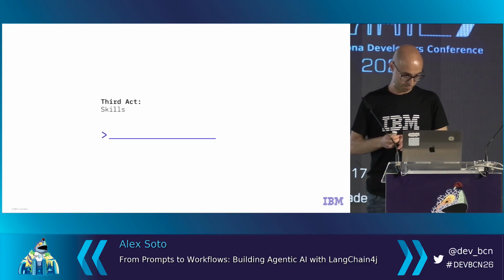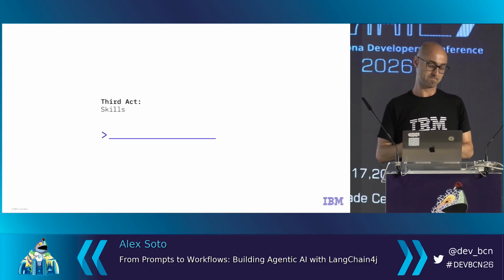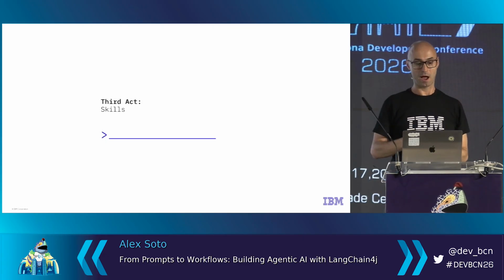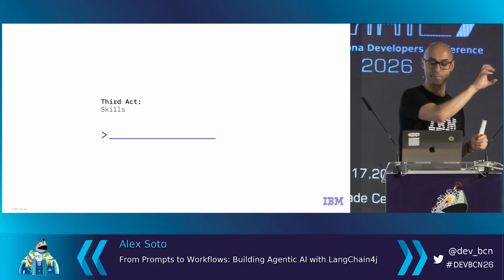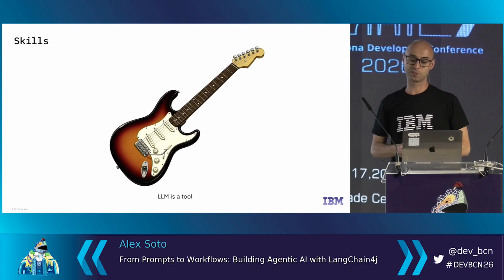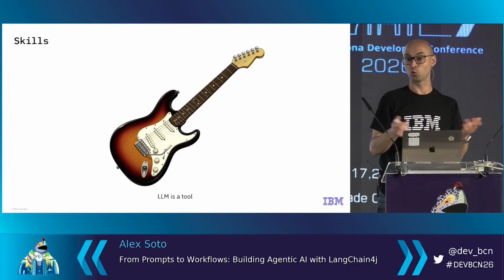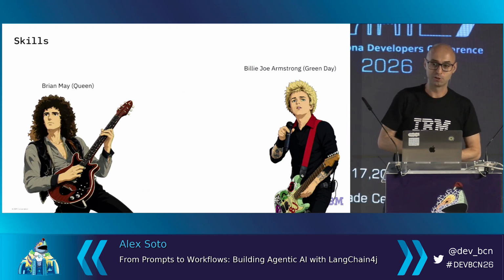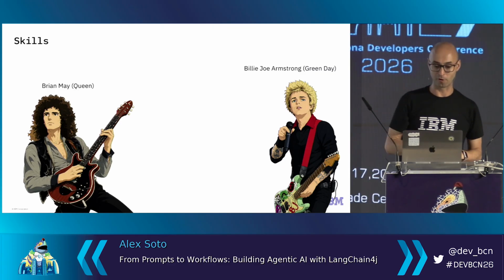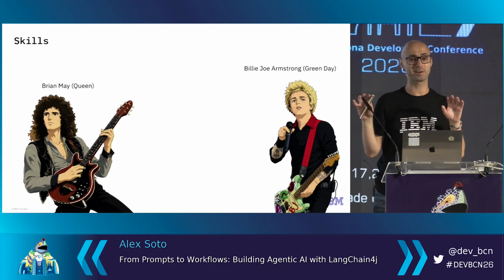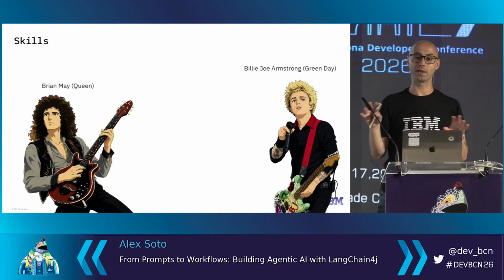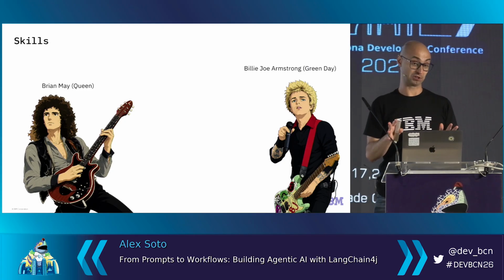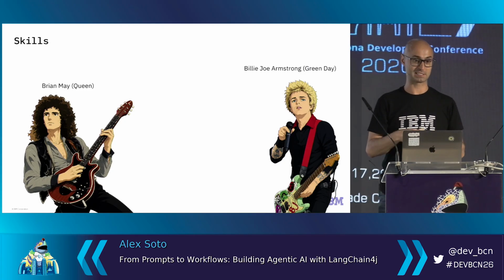Third act is about skills, because, okay, now I've got my prompts. I know how to make my model invoke my methods, but, well, you know, this is a guitar. Yeah, and it's a tool. And the LLM is a tool. But here is the key point. This tool is not used in the same way by Brian May or Billie Armstrong, right? They have different music styles, different ways of playing the guitar. They have different skills. And that's exactly what you can do with skills.